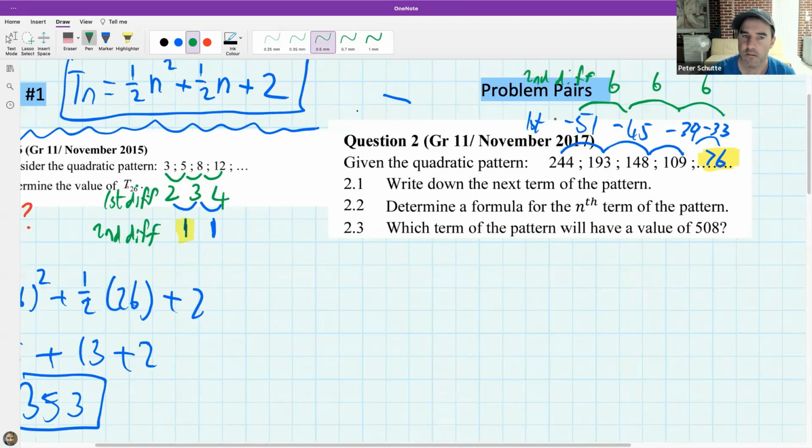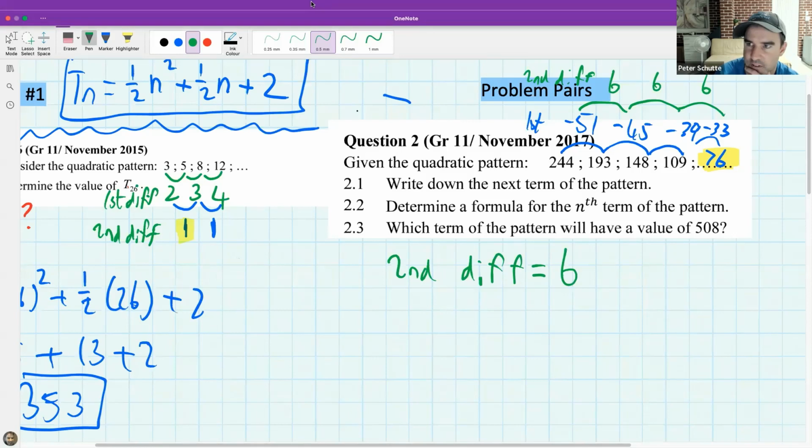So to start me off, for this pattern, I've got my second difference is 6. Can you work out the general term formula? That is what I want to give a little bit more time for.